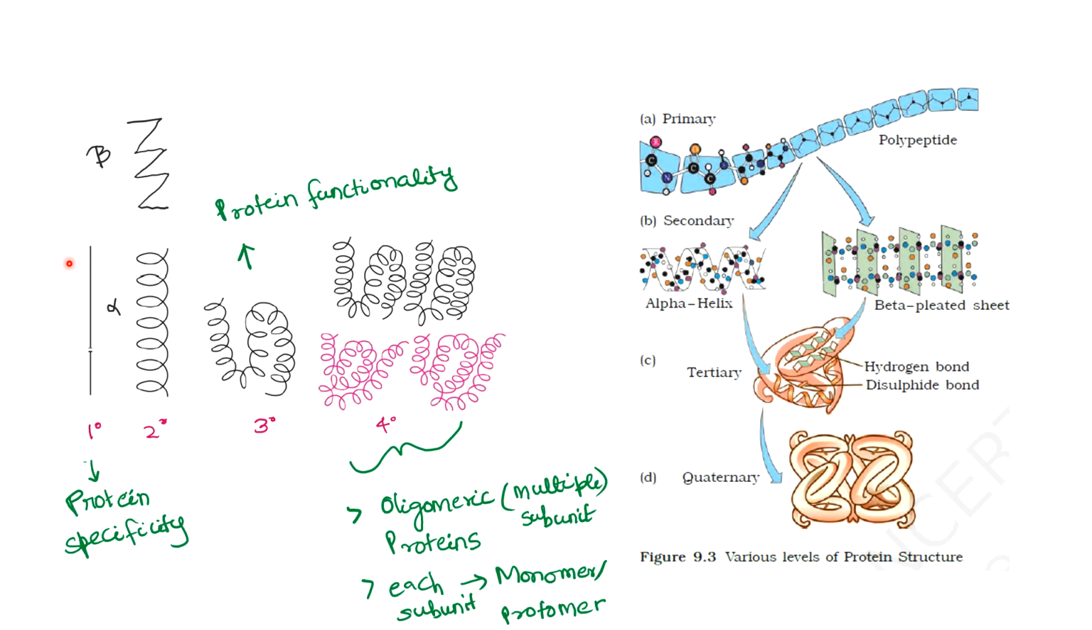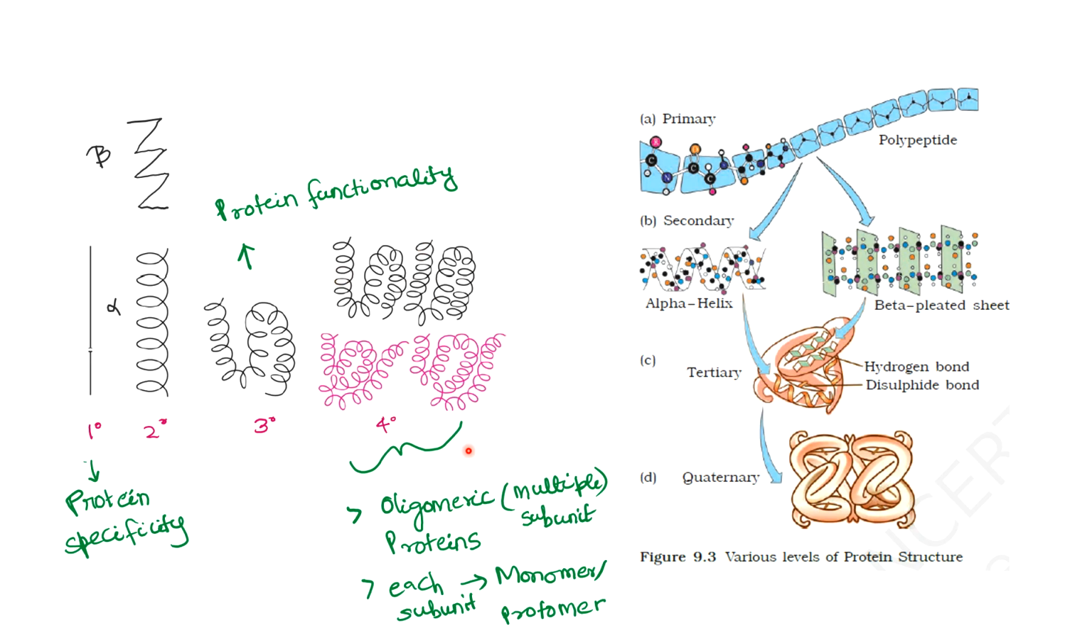So this is your primary structure, just the linear arrangement of amino acids. With a little bit of twisting, this is your alpha helix. This is your beta pleated sheet. Now again, with more folding, a complete three-dimensional structure is called your tertiary structure. In this stage, protein attains functionality. So all the enzymes have a tertiary structure, right? Next is your quaternary structure.